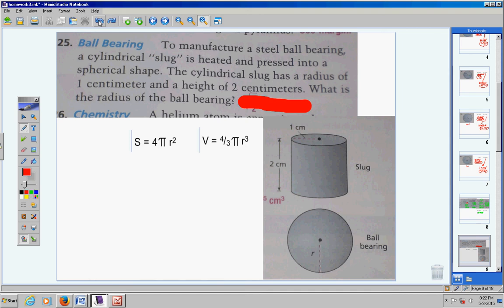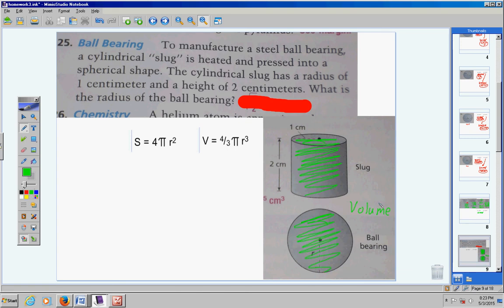Listen, what doesn't change? The surface area, does it change? What changes with this thing? Well, I'm going to tell you right now, what doesn't change is this. You did not take any metal away. You did not put any in. Do you understand? So the volume does not change. So, if I can find the volume of this cylinder, that will be the same as the volume of this.